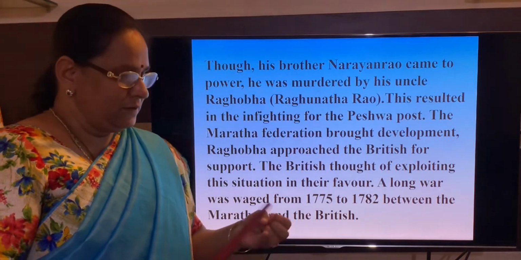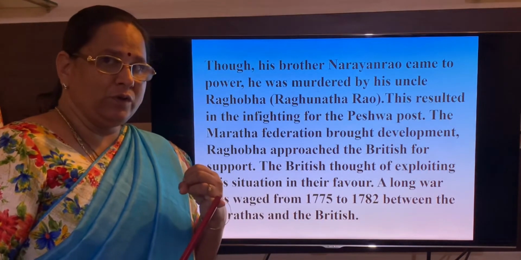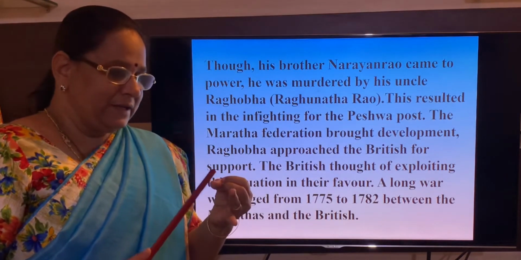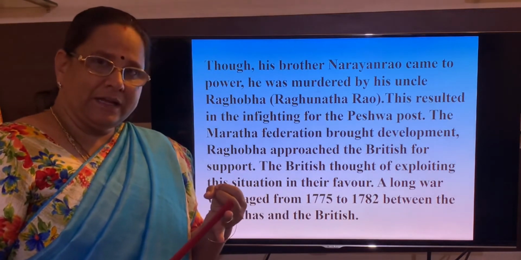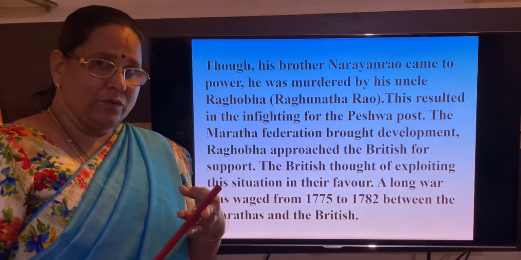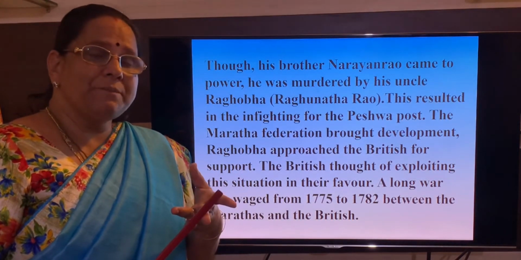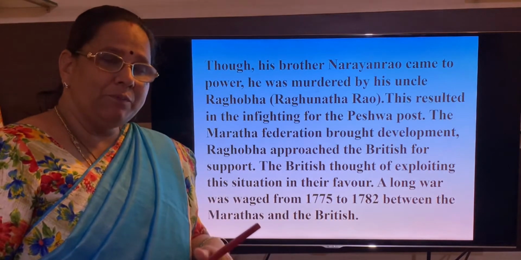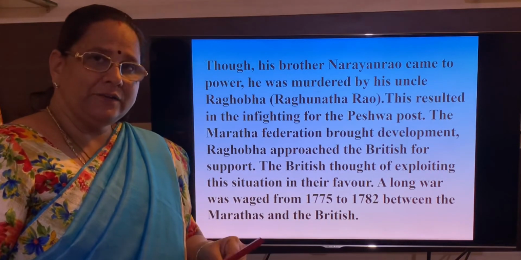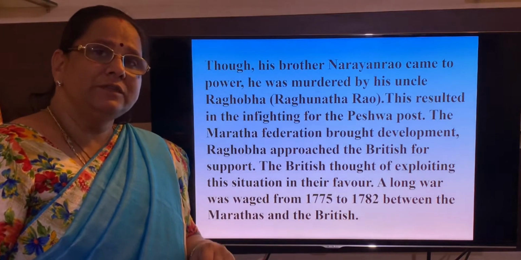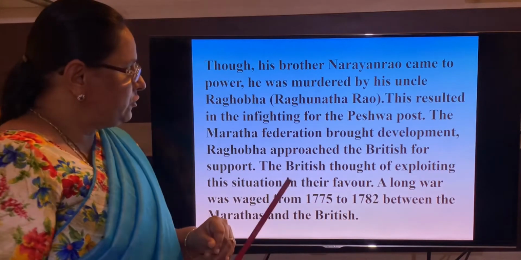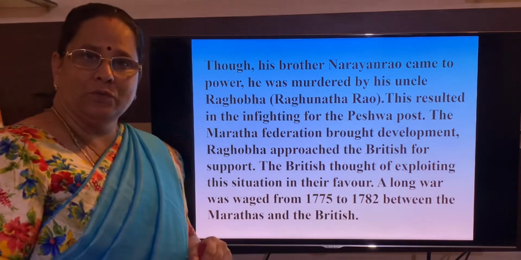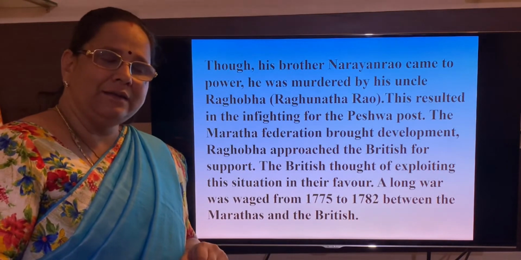So remember, children, first the Maratha rulers you have to remember. Who were the rulers? Madhav Rao. After that, Narayan Rao. After Narayan Rao, Raghunath Rao, who was not supported by the Maratha Federation. He took the help of the English. English took advantage of this situation and the war took place from 1775 to 1782 between the Marathas and the British.